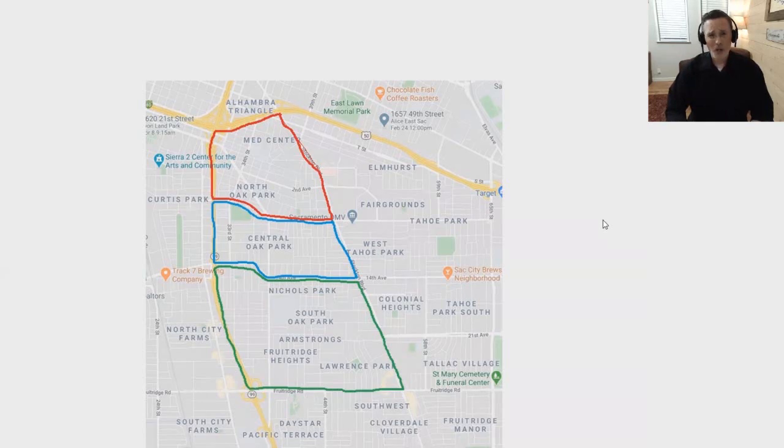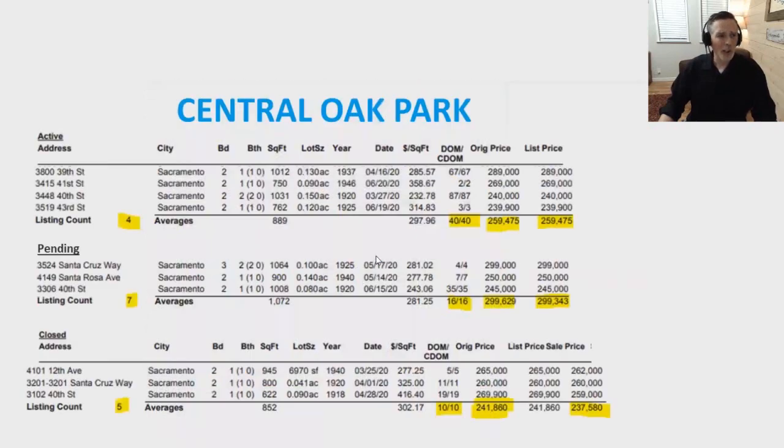Now, what I want to show you is Central Oak Park. Here's North, Central, and South Oak Park. Thanks, Tammy, appreciate it. How would I know the temperature of the market real quick? And you don't have to be a graph wizard either. I have free tutorials online if you want to know how to make graphs. But imagine me pulling a CMA.